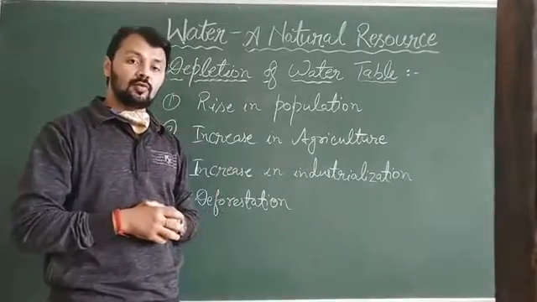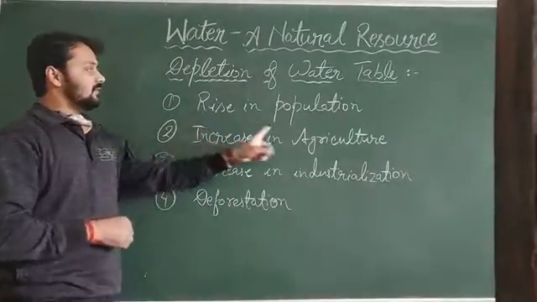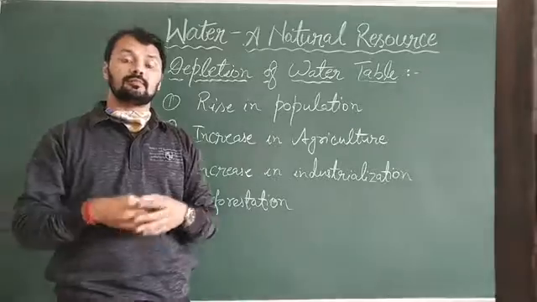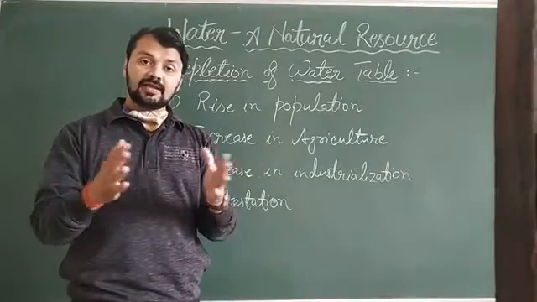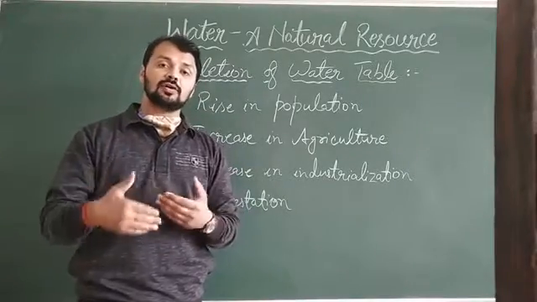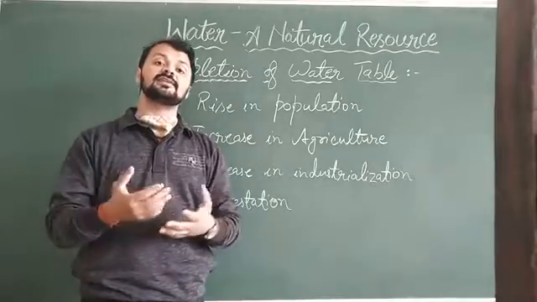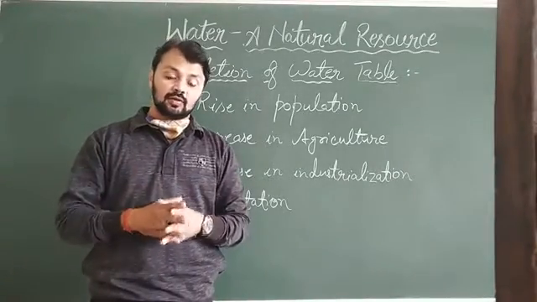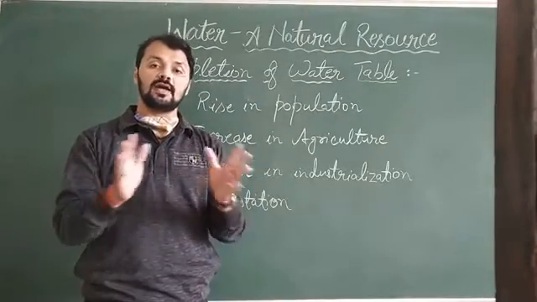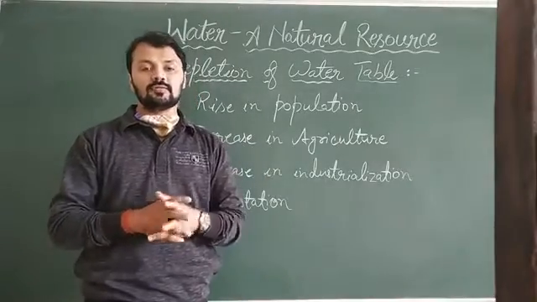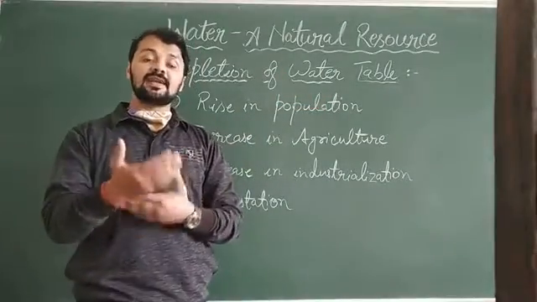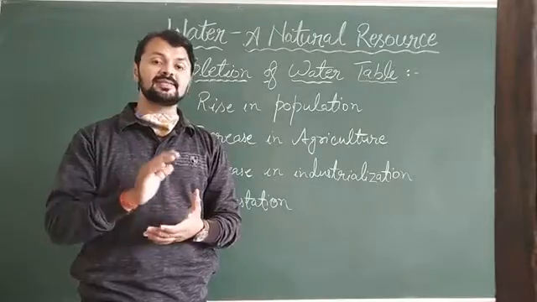The main reasons for the water table to be depleted are: first is rise in population. When the population rises, like in India, where more than 100 crore people live, the area is limited. When the number of people grows quickly, their needs also increase multiple times. We are dependent on fresh water for drinking, cleaning, washing, cooking, on everything, and we take the water from underground, from the water table. So this increases the rate of consumption, but the rate of replenishment is lower.